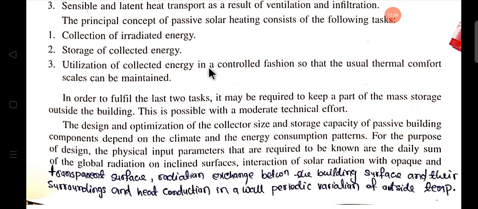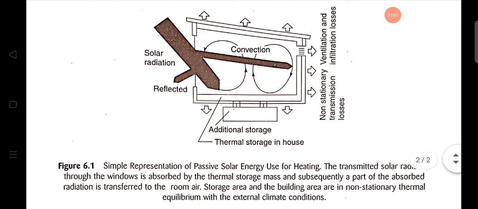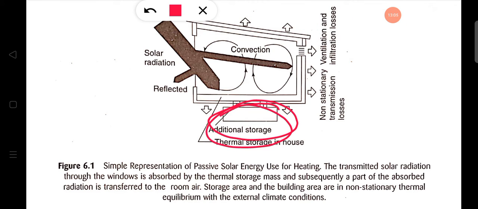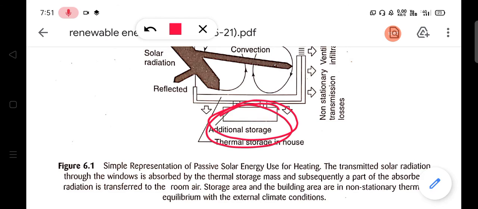In order to fulfill the last two tasks, that means storing the collected energy and utilizing it in a controlled fashion, it may be required to keep a part of the massive storage outside the building. That means the storage device for fulfilling these two works should be outside of the building. Here also the storage device is outside of the building.